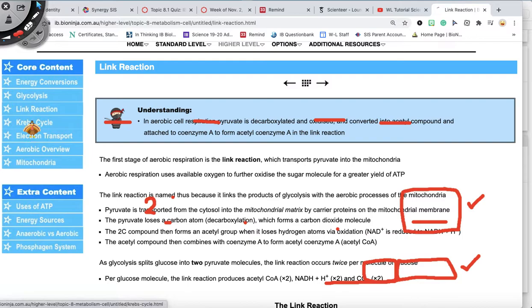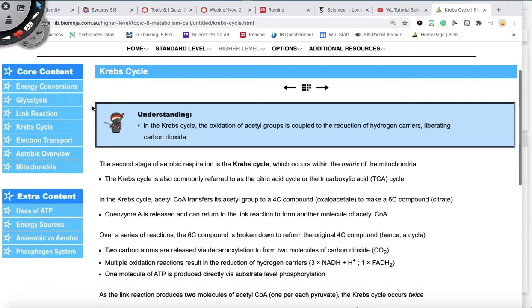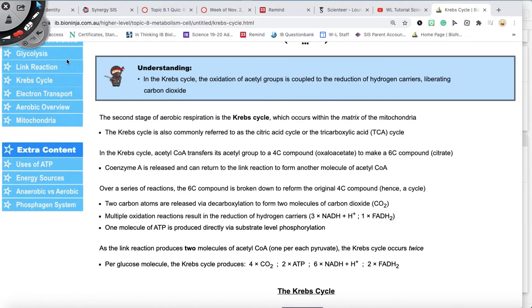So moving on to the Krebs cycle, the essential understanding here is that in the Krebs cycle, the oxidation of the acetyl groups is coupled to the reduction of hydrogen carriers, liberating even more carbon dioxide. So the second stage of aerobic respiration is the Krebs cycle. It happens in the matrix of the mitochondria.